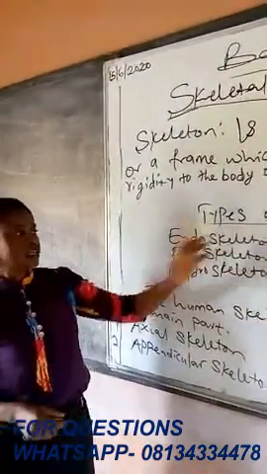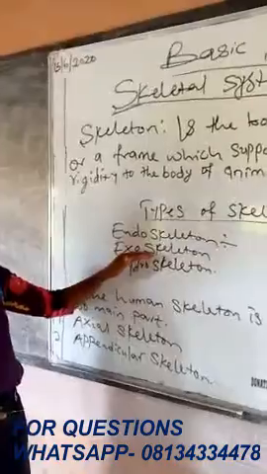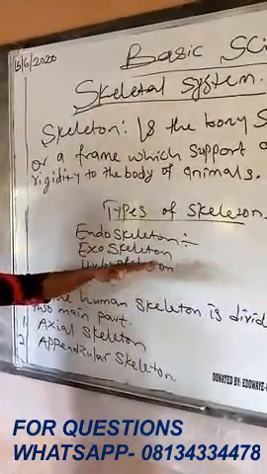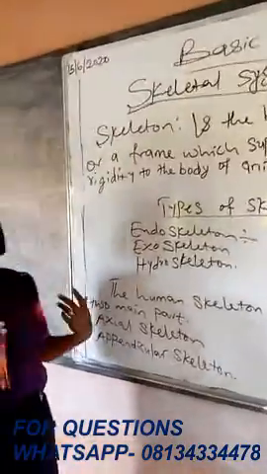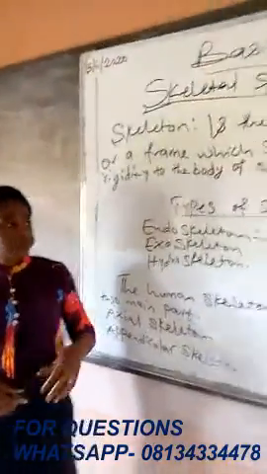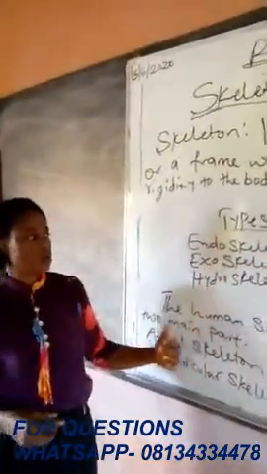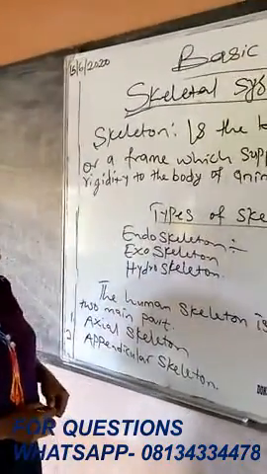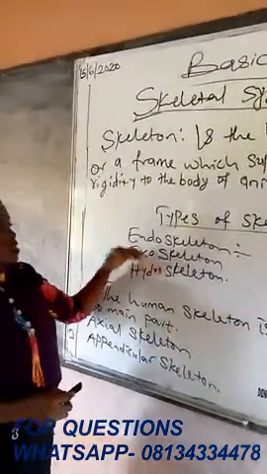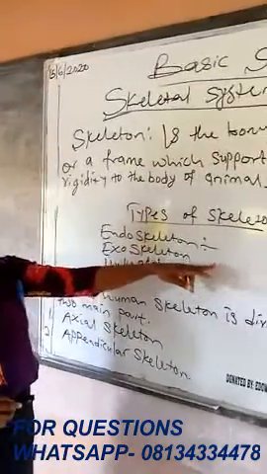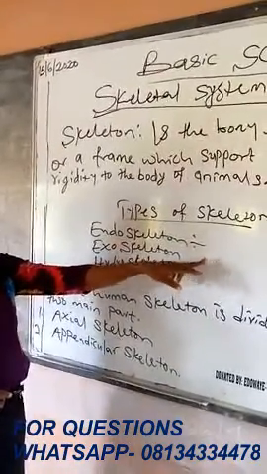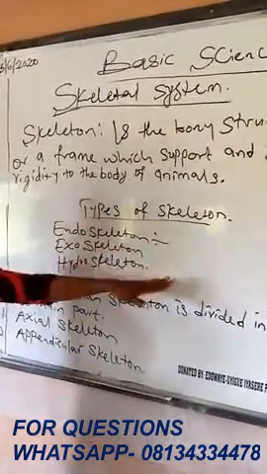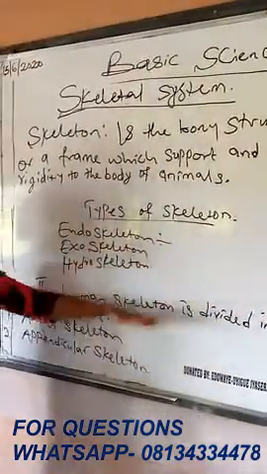The exoskeleton here is the appearance of the bony structure outside the body of an animal. Animals that possess this exoskeleton include crab, crayfish, millipede, centipede, and some insects.